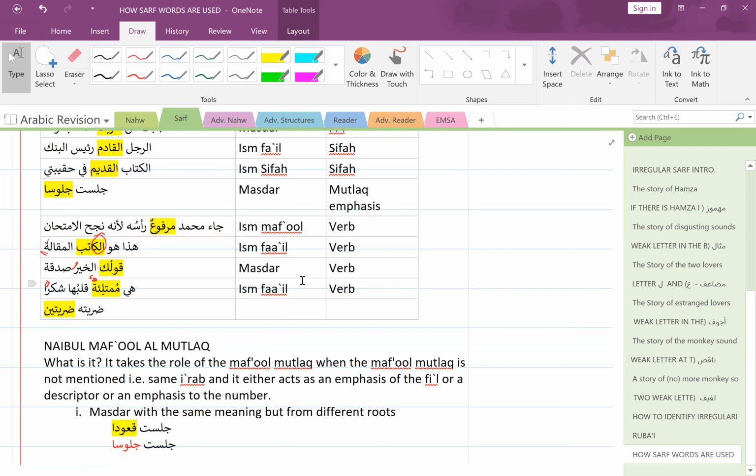It can be like any of the verb tenses, like it can be either madi or it can be translated as present tense. Any of the tenses can be used. So only the isim fa'il, the isim maf'ul, and the masdar, they can do this. Not any other word.